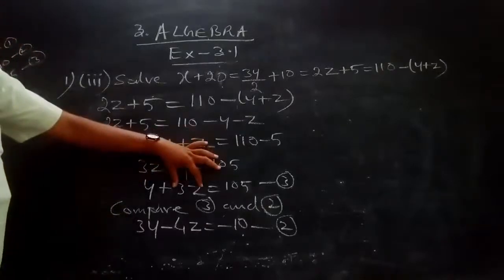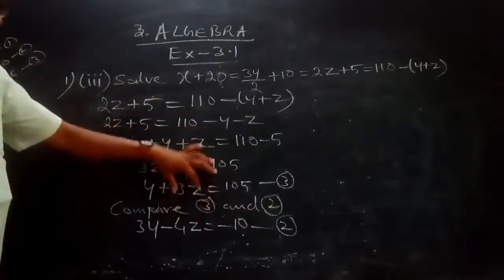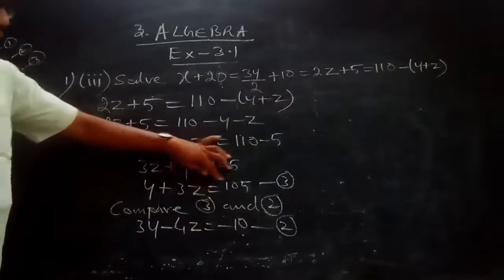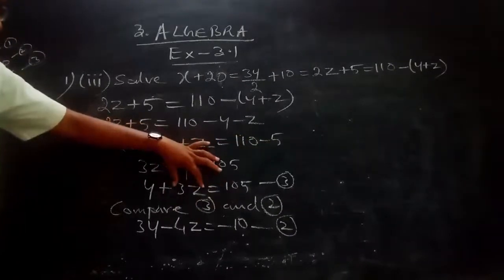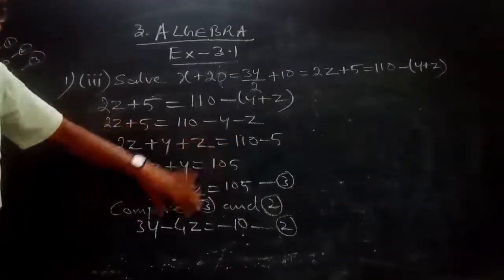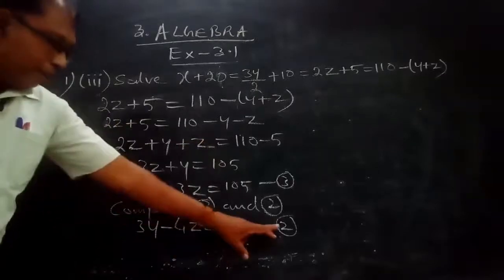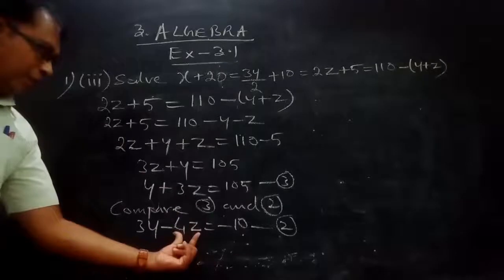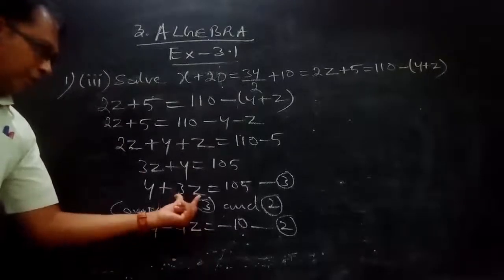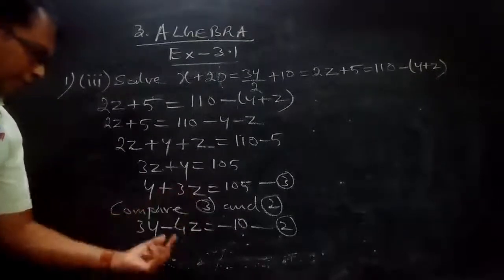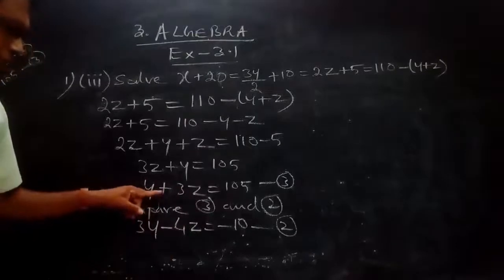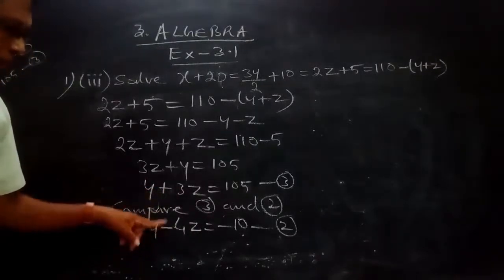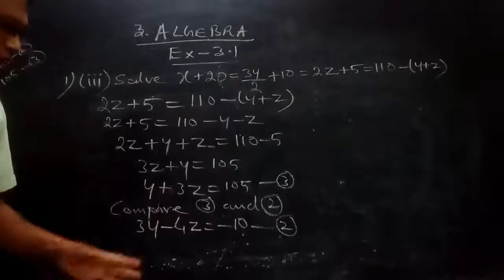Now you see here is 3z and here is 4z. Therefore, multiply the third equation by 4, 3 fours are 12, and multiply the second equation by 3, 3 fours are 12, so we make it 12z. The number values are equal. Next, compare the signs: this one is plus, this one is minus. Different signs mean we add the equations.